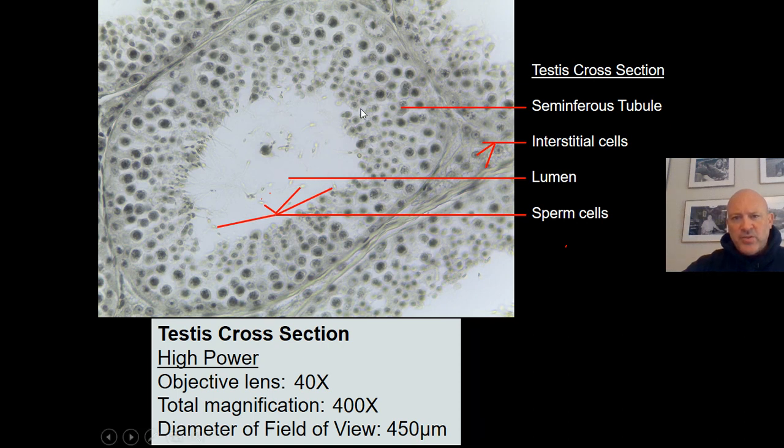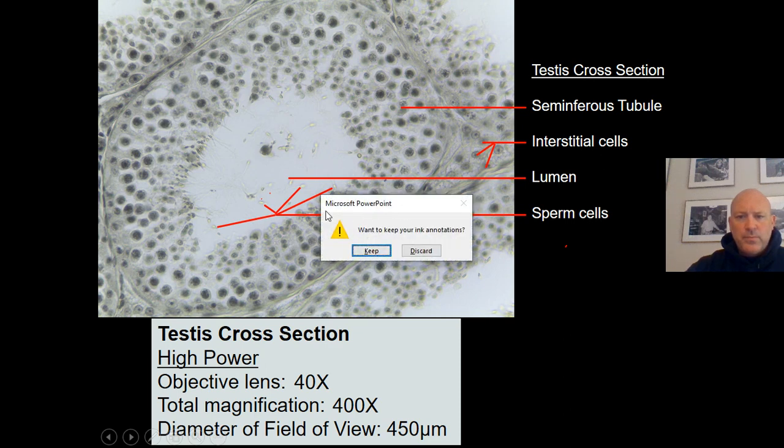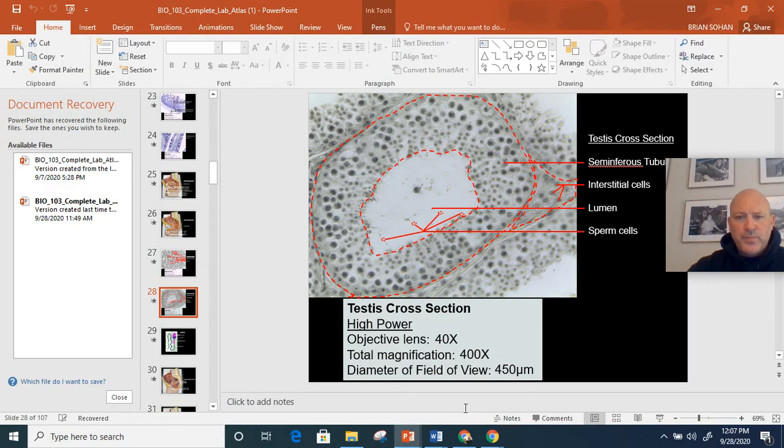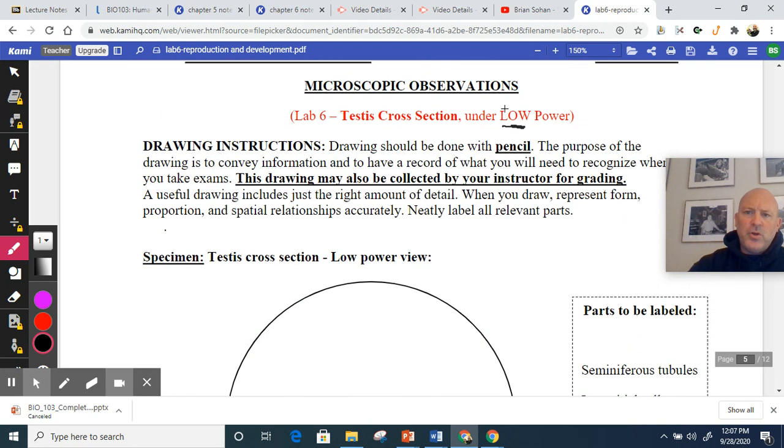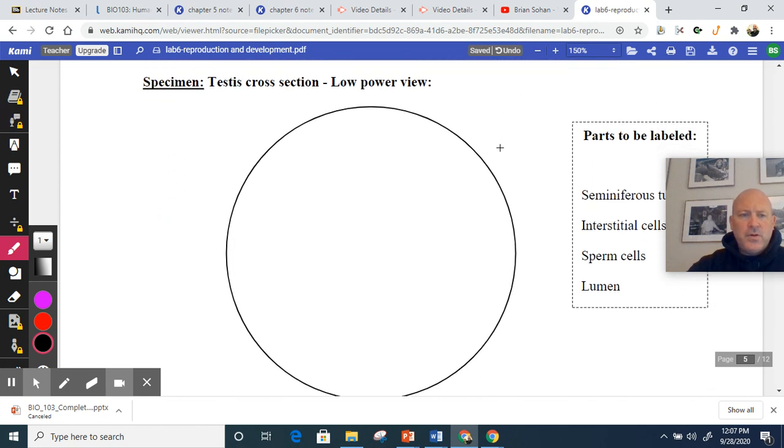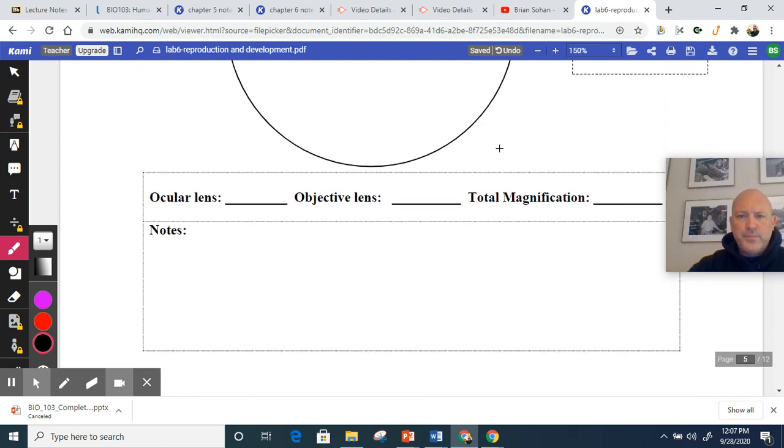So going back, so this is what we're drawing, right? So going back to our lab. What do I need here? Well, I don't want to do the low power. I want to do the high power view that's provided in the notes in the lab atlas. So we're going to have an ocular lens of 10x. The objective lens for high power is 40x, making the total 400x.